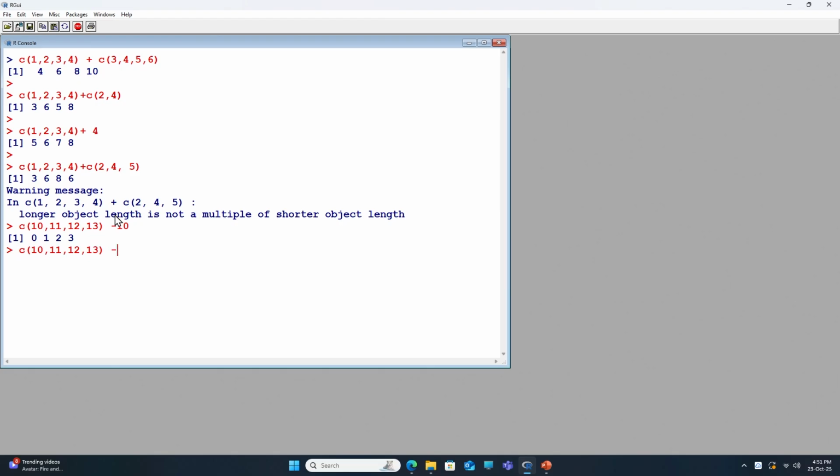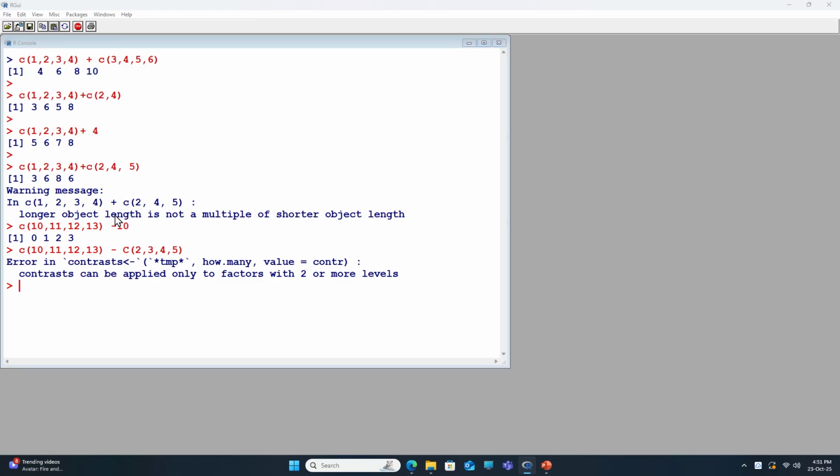Now if you take a data vector of the same length, say 2, 3, 4, 5, you can see there is a problem. You know what the problem is? As I told you, R is case sensitive, so I have typed a capital C. It has to be a small c. Then you can see this will come out to be 8, 8, 8, 8.